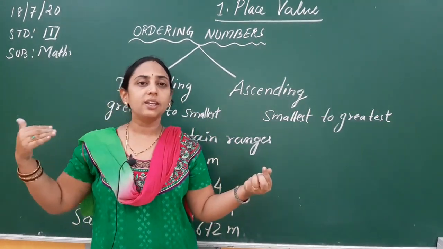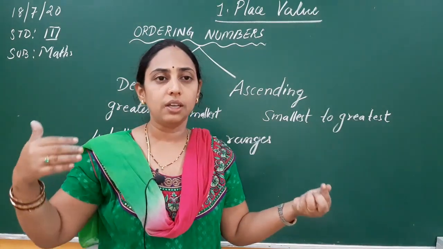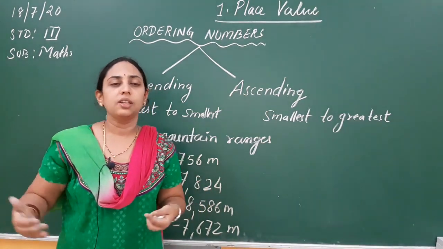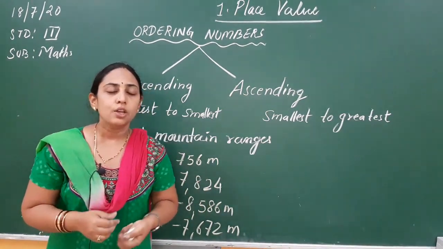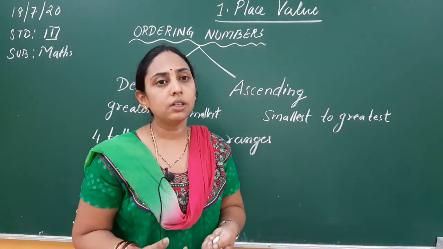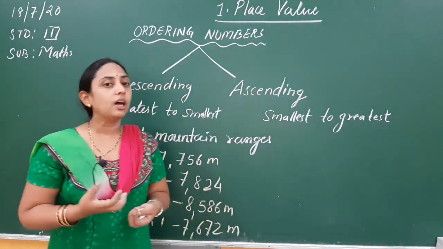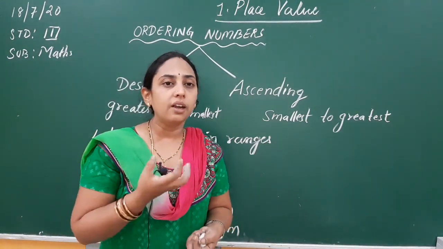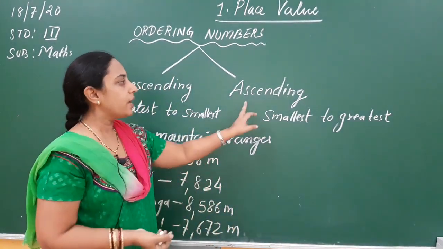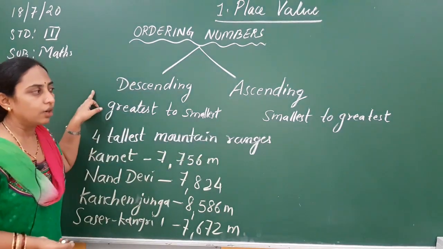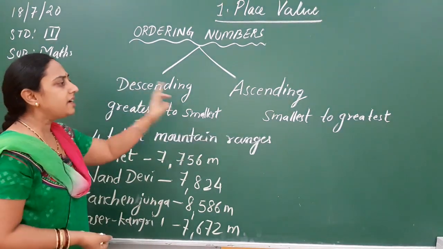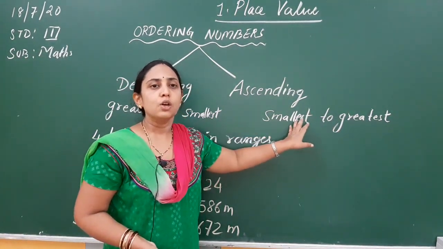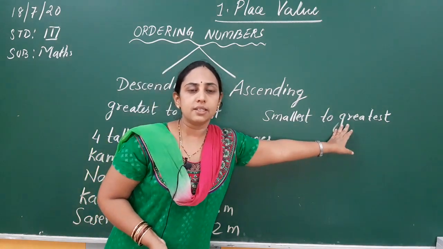How we are arranging anything, it can be any object or any number, that is called ordering, right? So in numbers there are two types of orders. One is ascending order and one is descending order. Ascending means smallest to greatest.